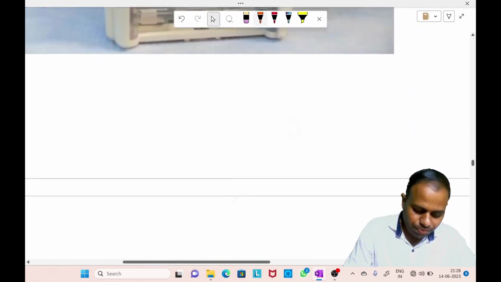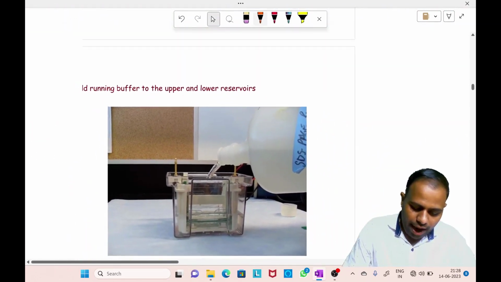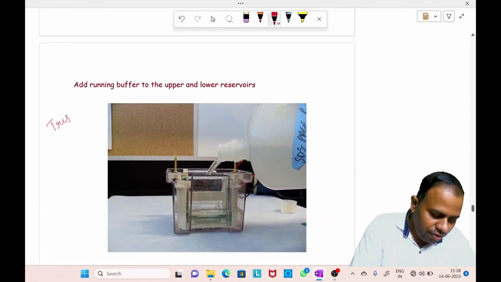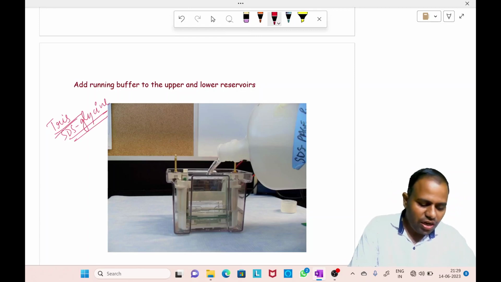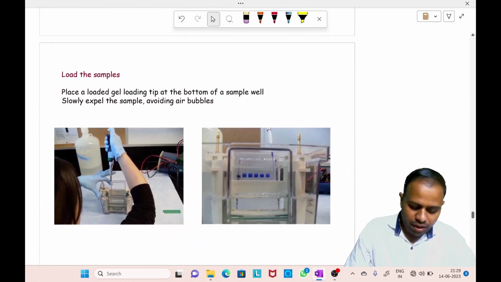After this, you have to add the reservoir buffer. I already told you the reservoir buffer is Tris-SDS-glycine buffer. In many teaching kits, it is just named as reservoir buffer, but it is actually Tris-SDS-glycine reservoir buffer. So when you pour this, then you have to load the sample.